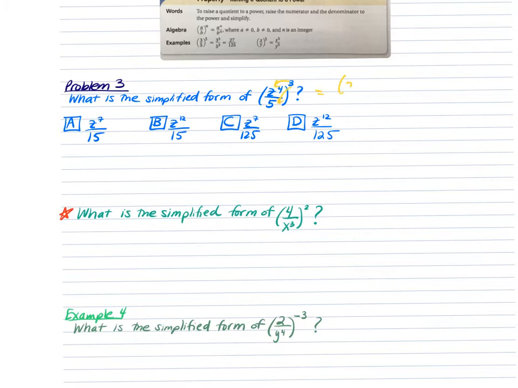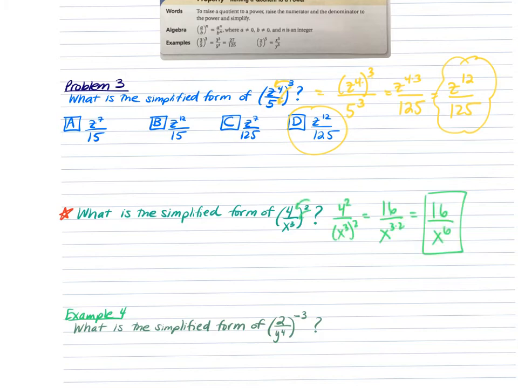So this is z to the 4th cubed divided by 5 cubed. So this is z to the 4 times 3, right? Power of a power. And this is 125, 5 times 5 times 5. So this is z to the 12th power over 125. Okay, so there's one for you to try here. Please press pause and check back for the solution.